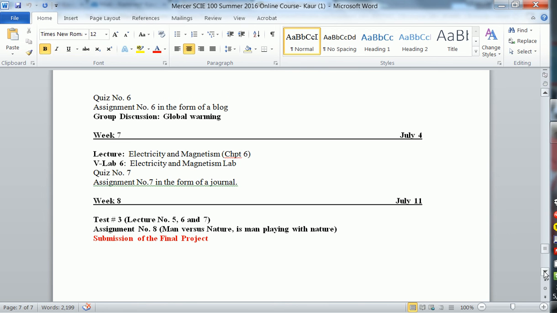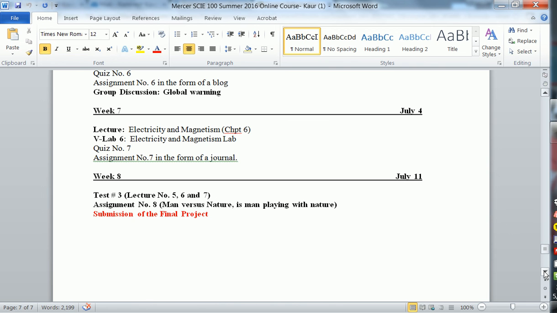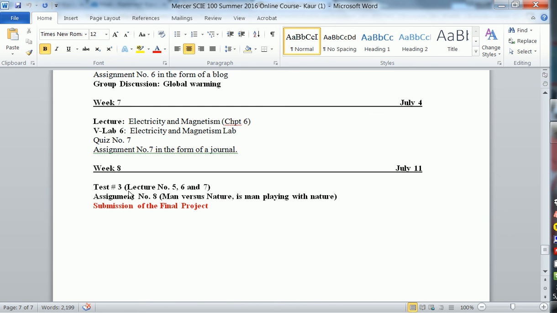Week number 8 is your last week. In this week you will have test number 3. Test number 3 will be from your lectures number 5, 6 and 7. So this is your test number 3, and there will be a last assignment, which is assignment number 8.